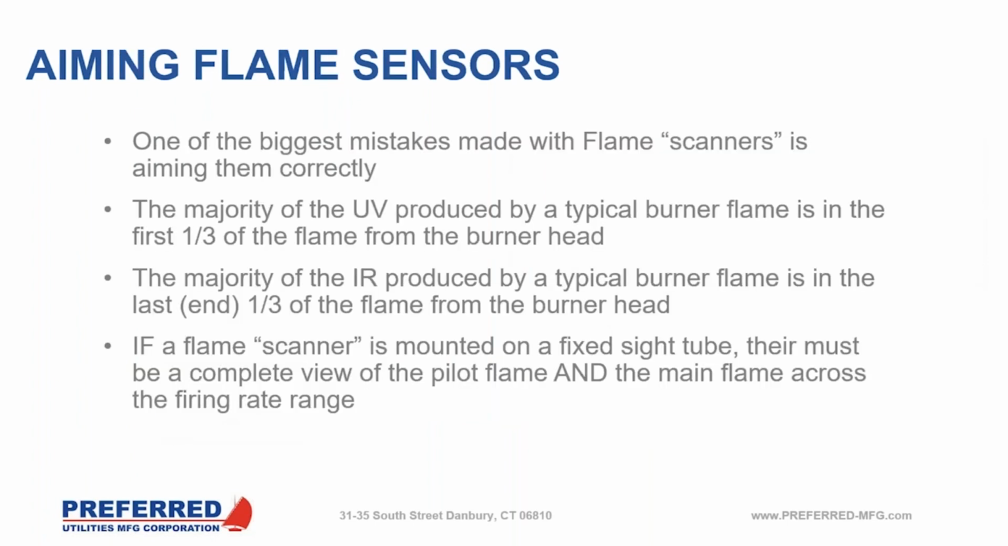Probably one of the biggest mistakes when it really comes to optical flame scanner applications is aiming them correctly. Just because we might have a fixed sight tube doesn't mean that we may be seeing all of the flame that we need. Because on most power burner applications, that sight tube needs to be able to see the pilot and the main flame and be able to see a really full view of that flame.